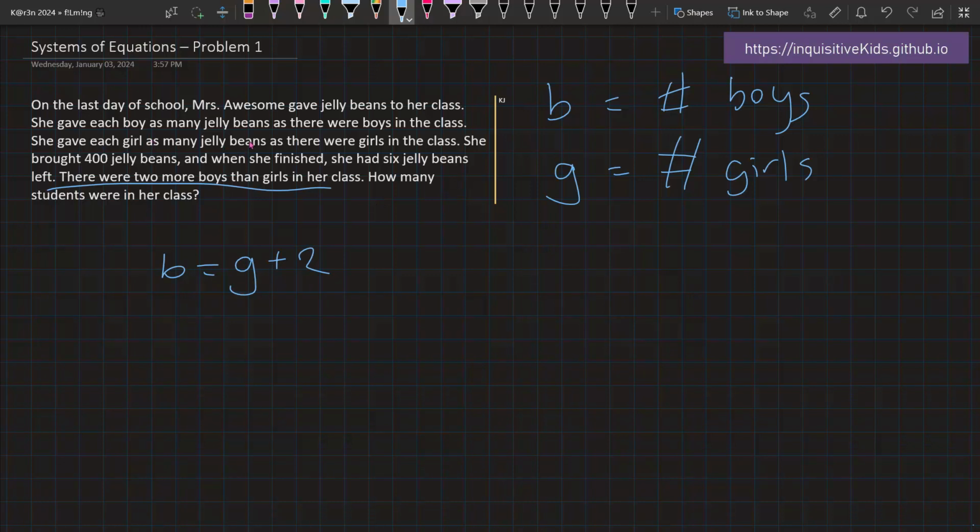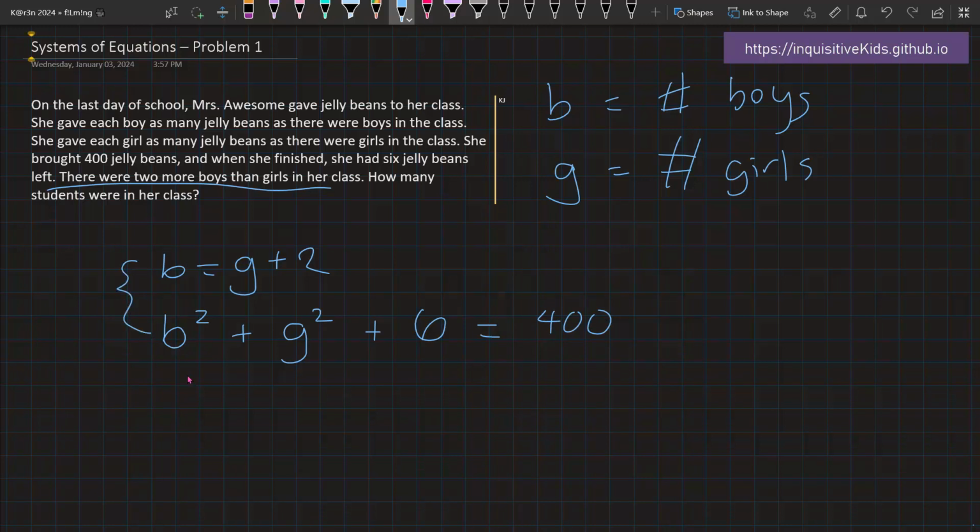Well, we know that each boy received as many jelly beans as there were boys in the class. So each boy was multiplied because we're given the number of boys in the class, which is again still b. So that actually accounts for b squared, plus the number that was given out to girls. Each girl received as many jelly beans as there were girls in the class, so g times g is equal to g squared, plus the remaining 6 jelly beans. The total amount of jelly beans that were brought to the class was 400. So these are the 2 equations that we have.